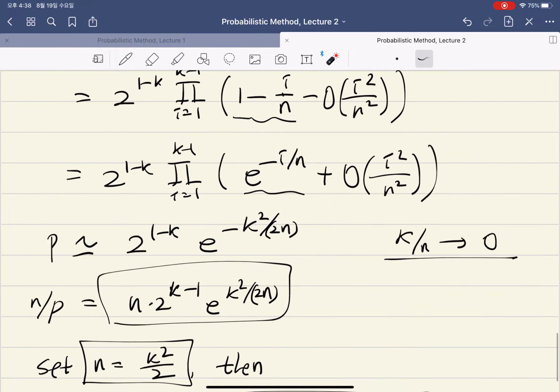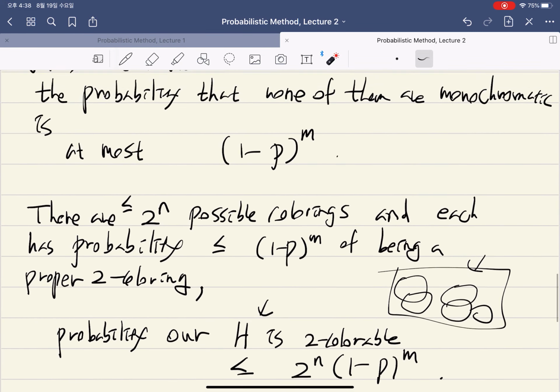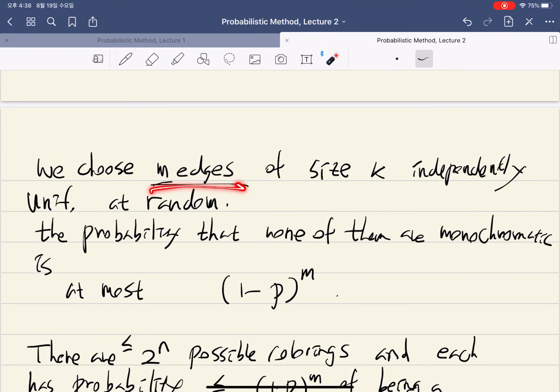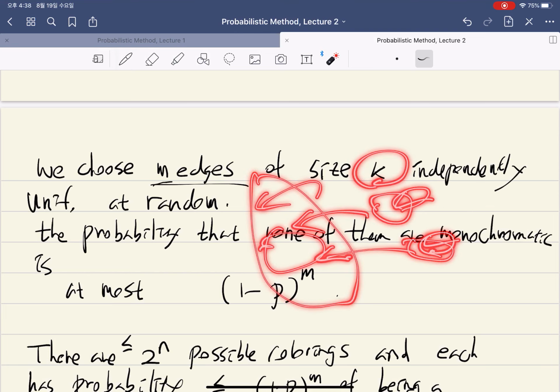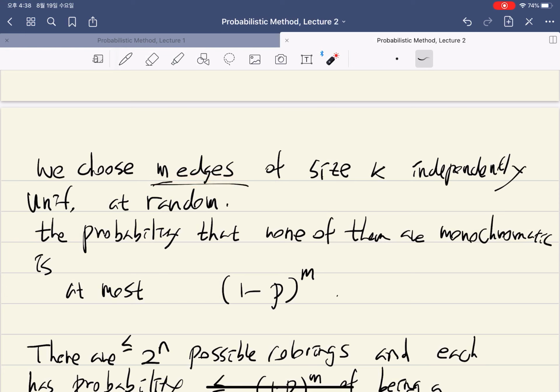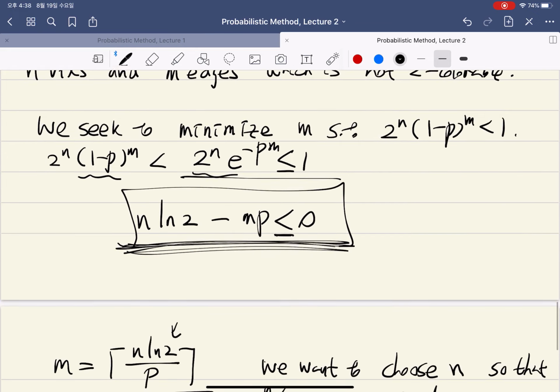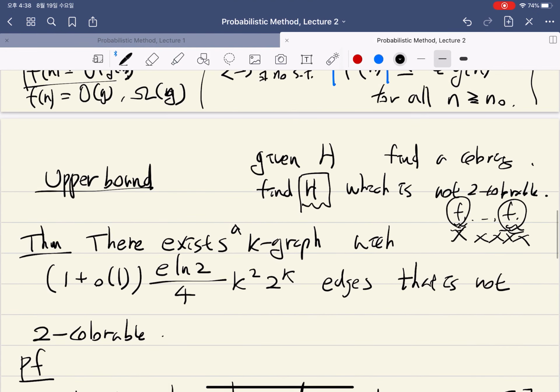Here at most, because how did we construct H? We construct H in a way that you choose one edge of size k and add it, and then you choose another edge, add it, and another edge and add it. There is a possibility that two of them actually yield the same edge. Then the resulting H could have a smaller number of edges than m. But that's still okay because we want to find the upper bound with m at most, say.